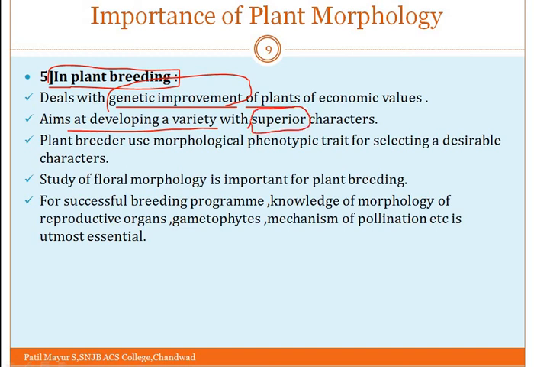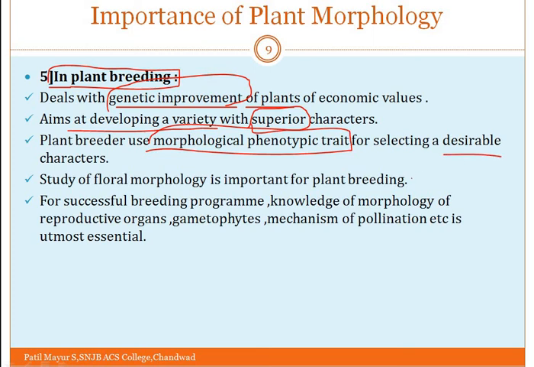If we take two different parents, we cross them and produce an F1 generation, which through selfing and pure line selection finally gives improved varieties that possess superior qualities or characteristics. So that is plant breeding. How is morphology important there? The plant breeders who do plant breeding experiments use morphological phenotypic traits for selecting desirable characters.